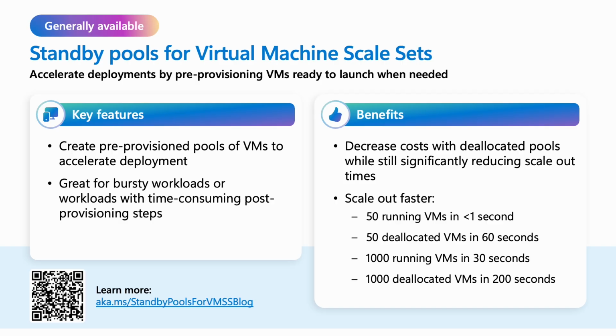When you are ready to take the load, you can simply create the VM or start the VM and it will be transitioned into the scale set to take the load. As you can see, 50 running VMs can get started in less than 1 second, and 50 deallocated VMs take 60 seconds, but there is a price aspect, so you can figure out what works best for you, how much latency is acceptable from a cost standpoint. It is a great solution where you have to do a lot of customization before you can take load on your VMs.